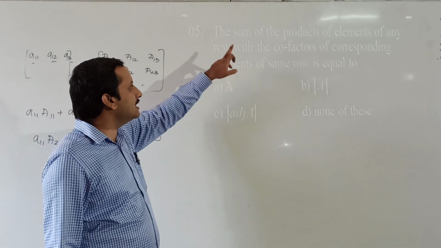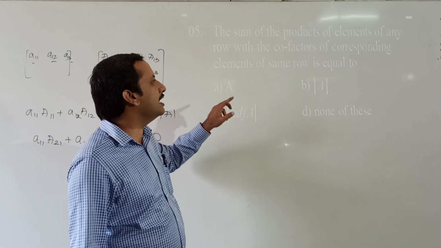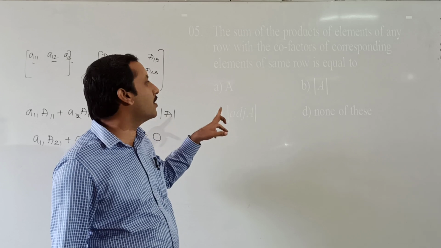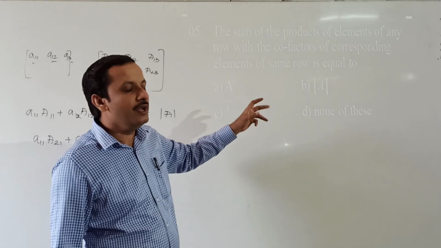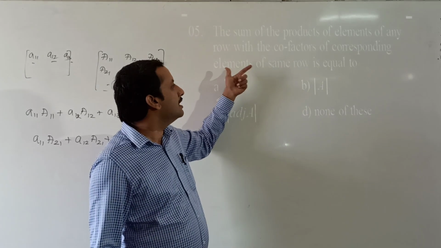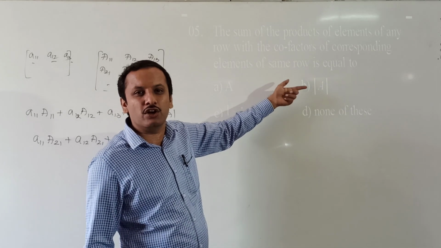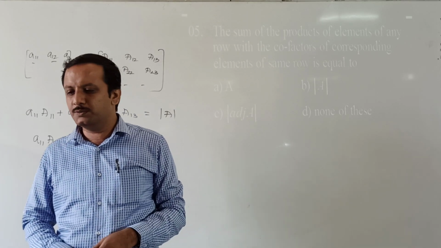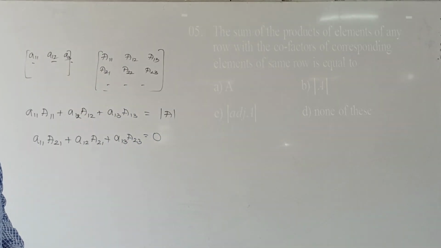See here, the question is the sum of the products of the elements of any row with the cofactors of the corresponding elements of the same row. If it is the same row, then the answer is determinant of A. If it is the corresponding elements of any other row, then the answer is 0. Okay, then let's move to the next question.